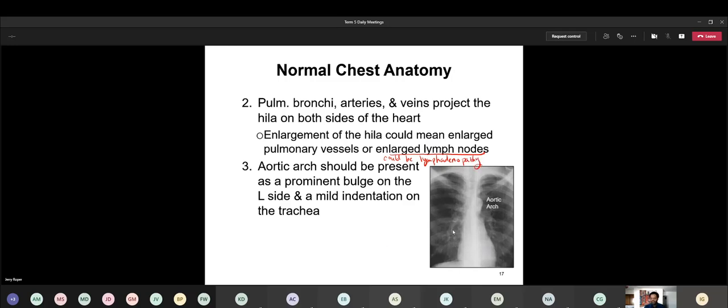When we start talking about the interstitial lung diseases, then I'll have an X-ray that will show a pretty good representation of the lymphadenopathy. And then your aortic arch definitely should be seen. If you can't see it, then again, you have to question the quality of the film. Like, was this film overexposed, or was it underexposed, or is there something else going on?